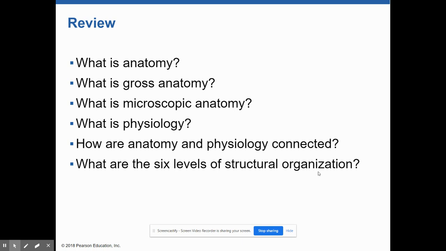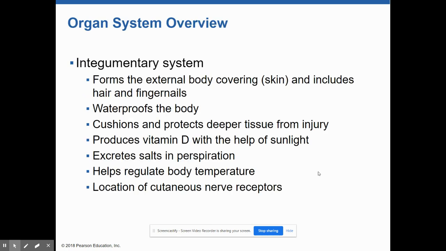For today, we're going to be going over the different body systems that make up the human body, and it's just a brief overview, but we will be covering every single body system that you'll be learning about this year. The first one we're going to cover is the integumentary system. So the integumentary system forms the external body covering, the skin, and includes hair and fingernails. The integumentary system is the largest organ system in the body.